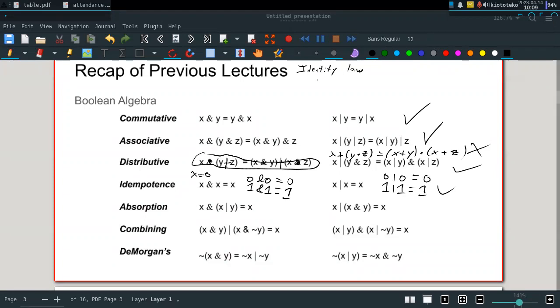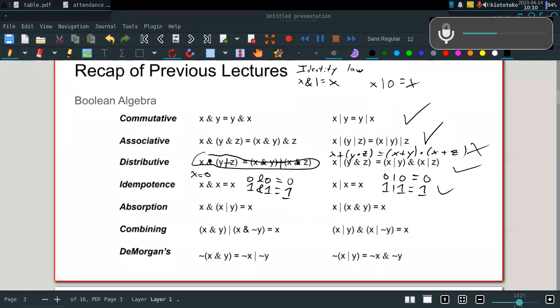Which says that X and... well, sorry, this is an ampersand. I don't know how to draw them correctly. Okay, let me try to make an effort. Let's see. Okay, great. And the opposite is X or 0 is equal to X.